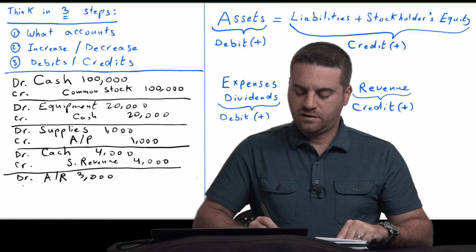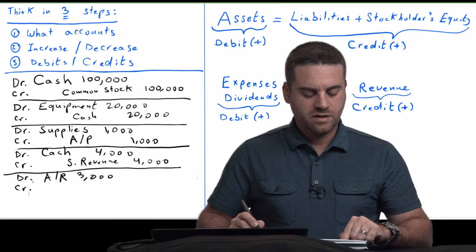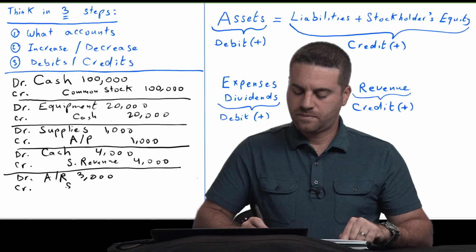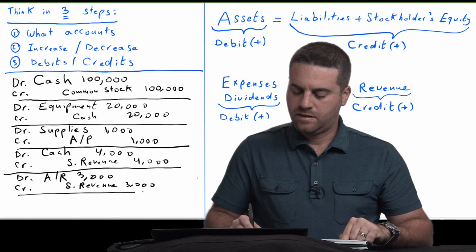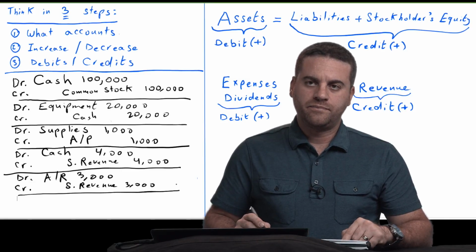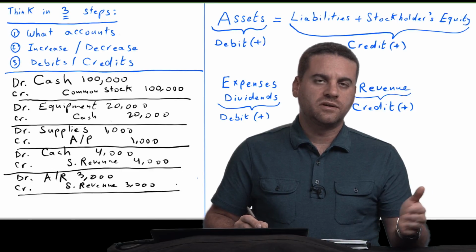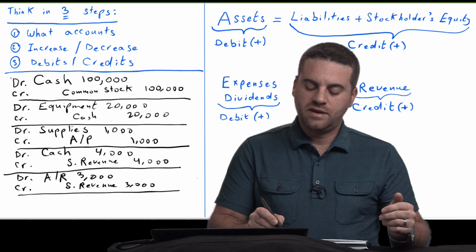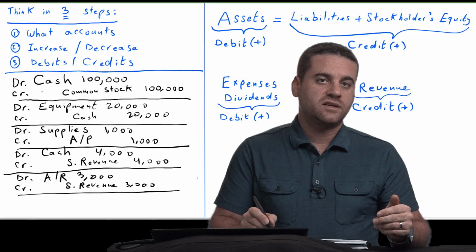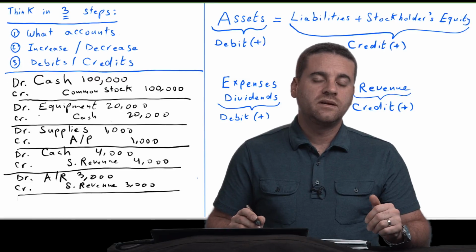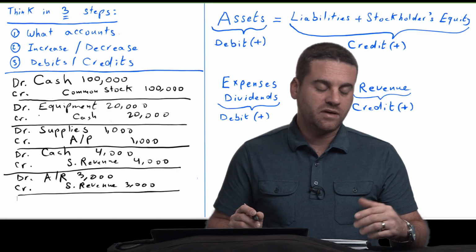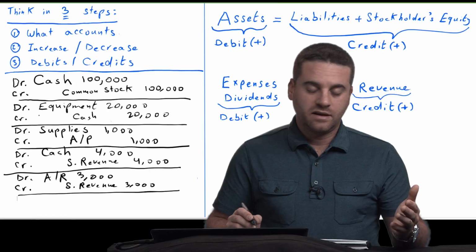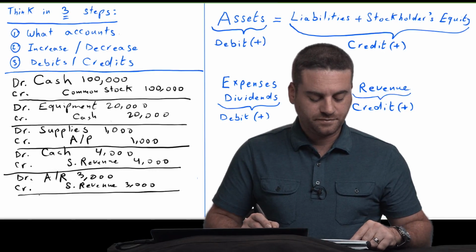$3,000, and then credit to service revenue, $3,000. Okay. And by the way, usually you record those transactions on a daily basis. So you normally show the date for every transaction, but we're skipping that part. But in real accounting systems everywhere in the world, there's always a date for every transaction.